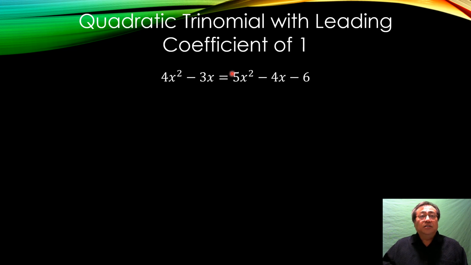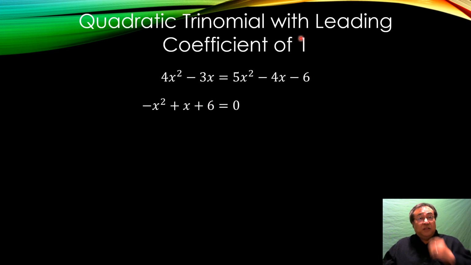Is there another? Okay. So here we go. This time, it is not set equal to 0 for you. So that means you've got to move everything so that it is equal to 0. So I'm going to move the 5x squared to the left. That's going to make it 4 minus 5, negative x squared. I'm going to add 4x, making it plus x, right? Negative 3 plus 4 is positive 1, so it's plus x. Bring the minus 6 to the left, and that becomes plus 6. And that's what we got, right? 4 minus 5 is negative 1. Negative 3 plus 4 is positive 1. Negative 6 becomes positive 6 on the left-hand side.